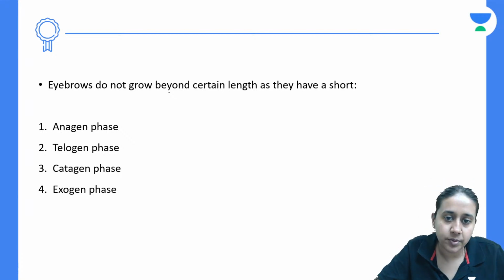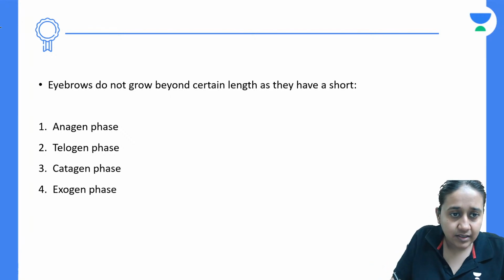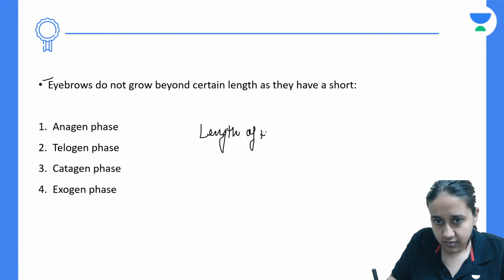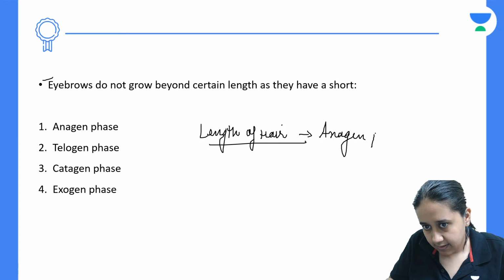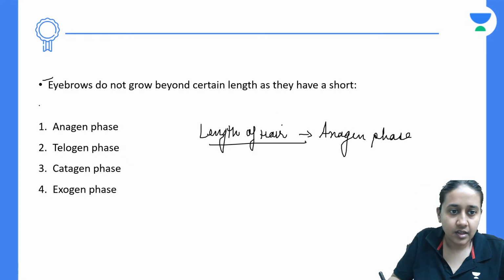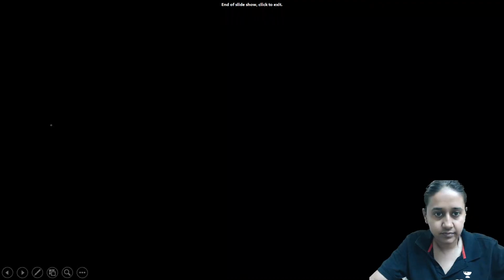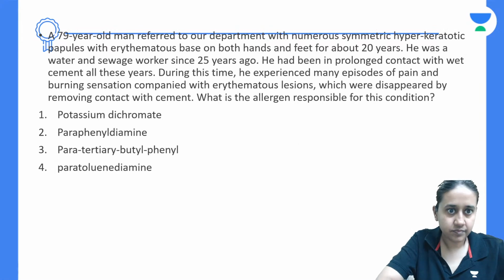Eyebrow hairs do not grow beyond a certain length as they have a short what? Very nice. The length of the hair we have just now discussed is decided by the anagen phase. So the eyebrows are shorter because their anagen phase is shorter. Is that clear? Any confusion?